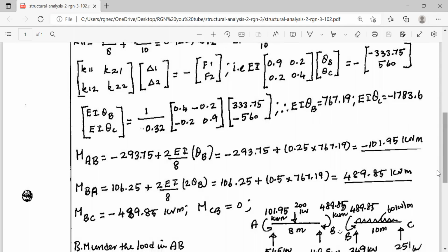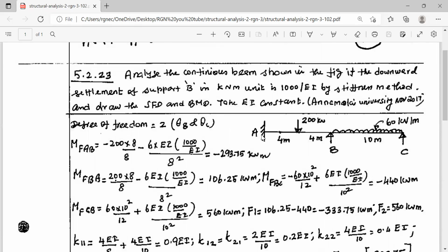Now we have to write down the equation for the member end moments. MAB is equal to M of AB plus 2EI by L into theta B. What about theta A? A is fixed, so theta A is 0. And we are calculating MAB. MAB is equal to M of AB plus 2EI by L into theta B. Theta B is the farther side.